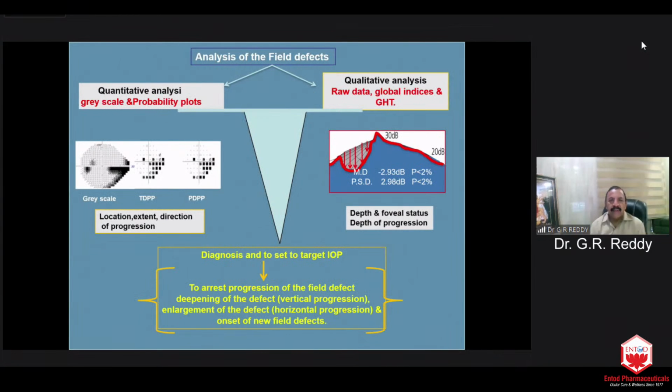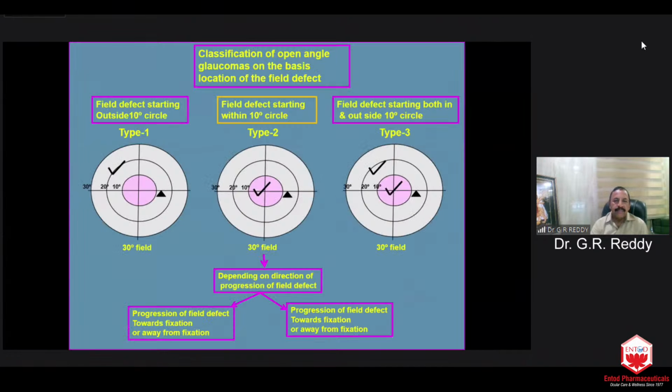The analysis of the glaucoma field defects can be divided into a quantitative analysis, which tells the location, extent, and direction of progression, and a qualitative analysis of the raw data, global indices, and GHT, to tell the depth, the foveal status, and direction of progression, which will finally help us with the diagnosis and to set the target IOP.